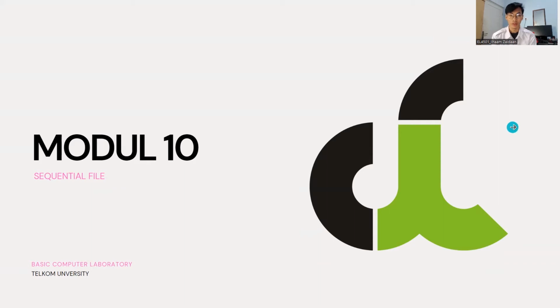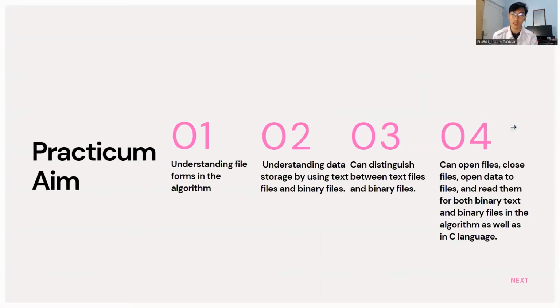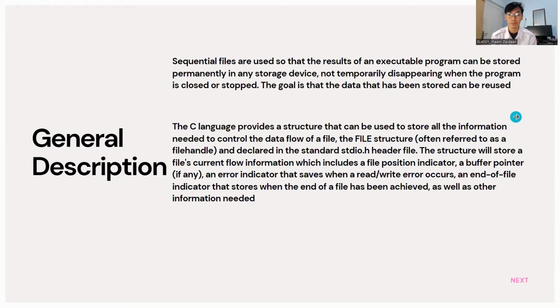Today we learn about Module 10, which is Sequential File. First of all, there is a practicum aim. First, understanding file forms in the algorithm. Second, understanding data storage by using text files and binary files. Three, can distinguish between text files and binary files. Fourth, can open files, close files, write data to files, and read them for both text and binary files in the algorithm as well as in C language.